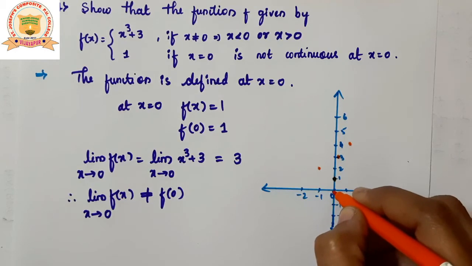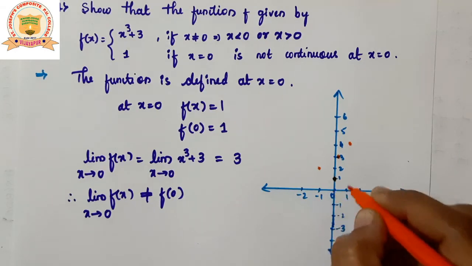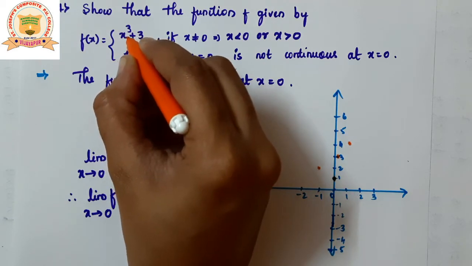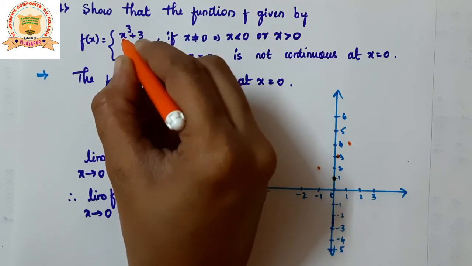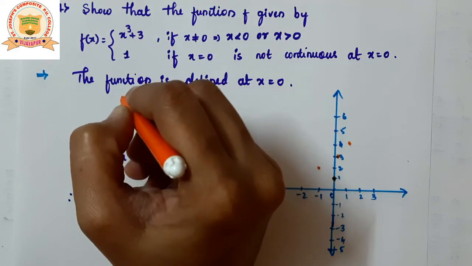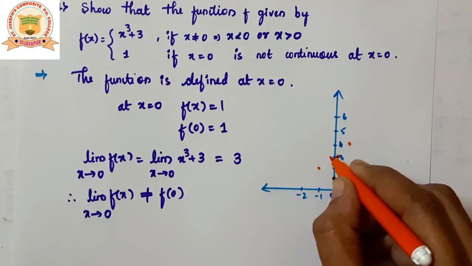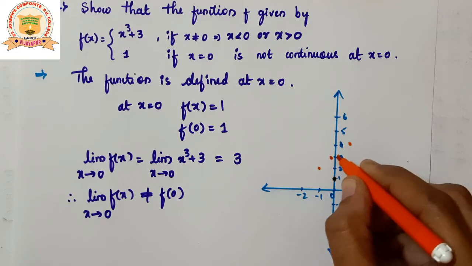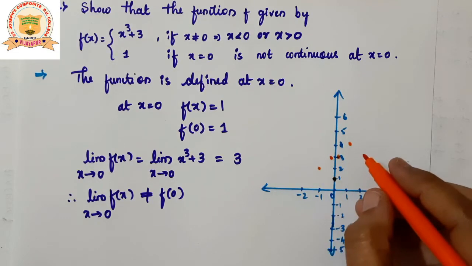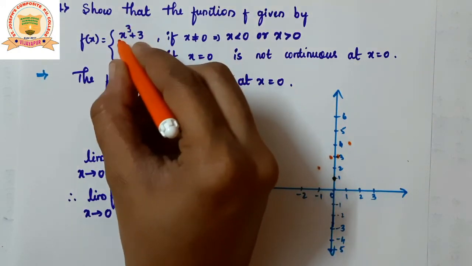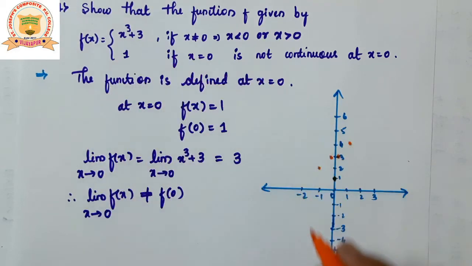Again for minus 0.1, what will we get? If you substitute in place of x as minus 0.1, minus 0.1 cube is minus 0.001. Therefore, the value becomes what? 2.999. That is here. Okay, very near to 3 only. Okay, for minus 2, what is the value? Minus 2 cube, that is minus 8. Minus 8 plus 3, minus 5. So for minus 2, minus 5 will come.